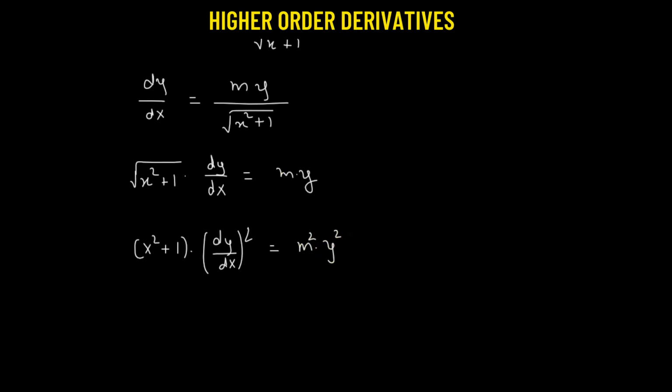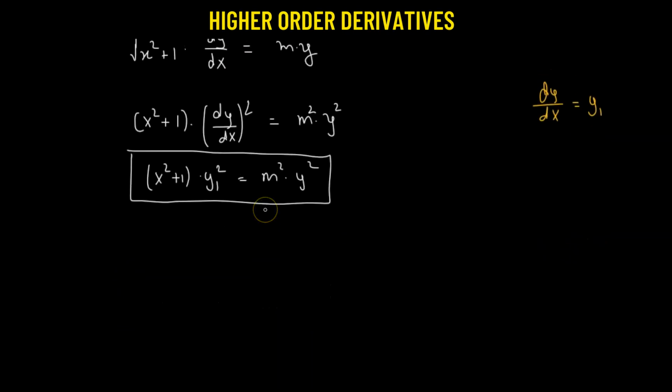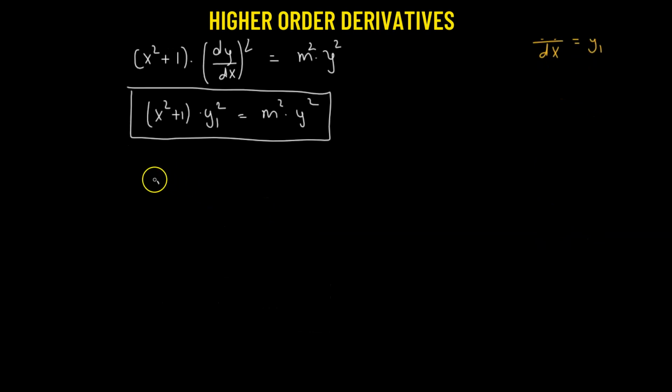Now we'll replace dy over dx with the notation. Since it's the first derivative of y with respect to x, we can simply replace it with y1. So that means our expression is now (x squared plus 1) multiplied to y1 squared, that's equals m squared times y squared. So we'll take this expression and then we are going to take the derivative on both sides with respect to x. So let's take it. So we have the derivative with respect to x of (x squared plus 1) multiplied to y1 squared. So this will be equals to, so here m squared is a constant, so we'll simply multiply it with the derivative with respect to x of y squared.